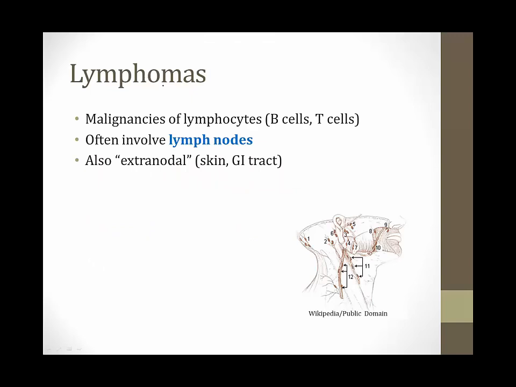By way of review, lymphomas are malignancies of lymphocytes like B cells and T cells, and the malignant lymphocytes form a mass. That's why the word oma is in the name lymphoma. These masses often occur in the lymph nodes, which is where B cells and T cells reside, but you can also find them in other places in the body where B cells and T cells are found, places like the skin or GI tract. These are sometimes called extranodal lymphomas.